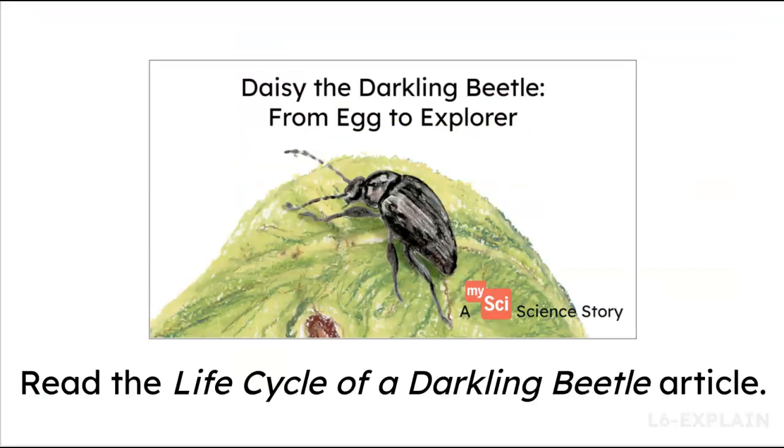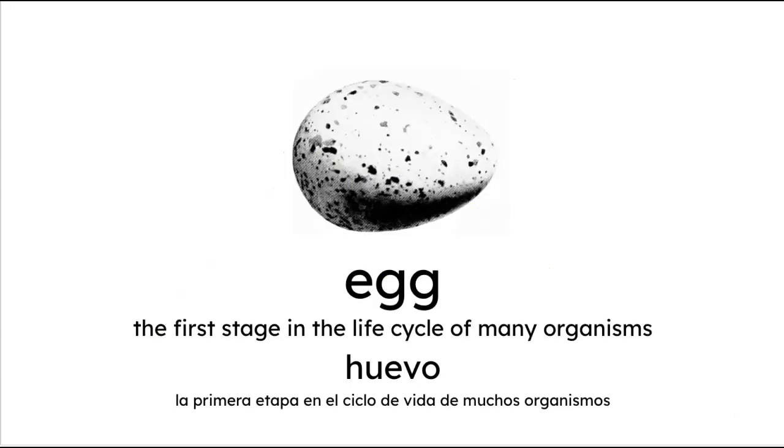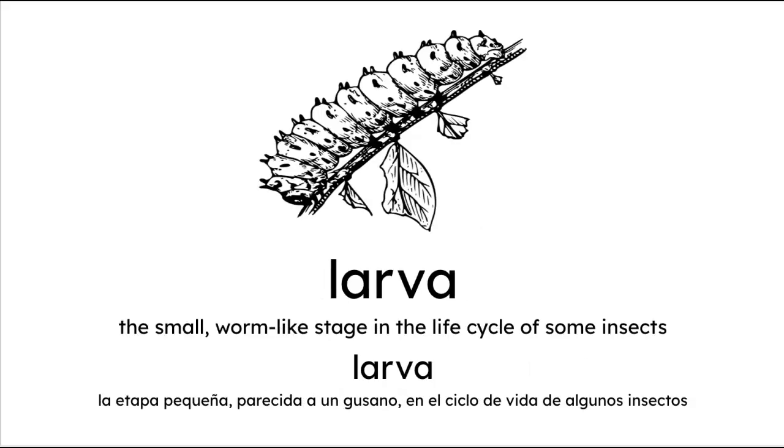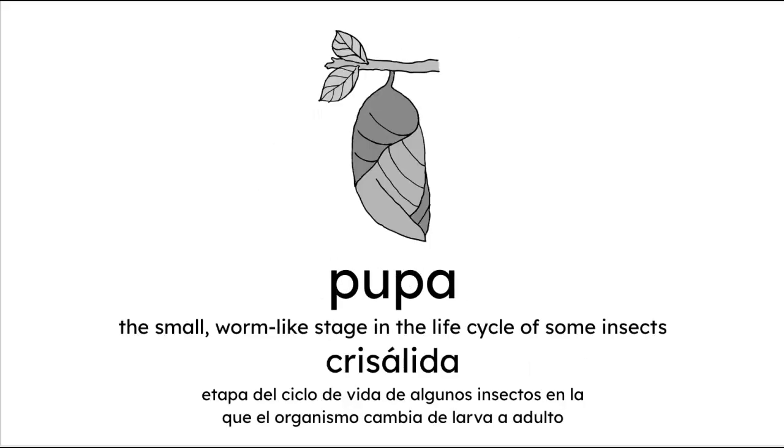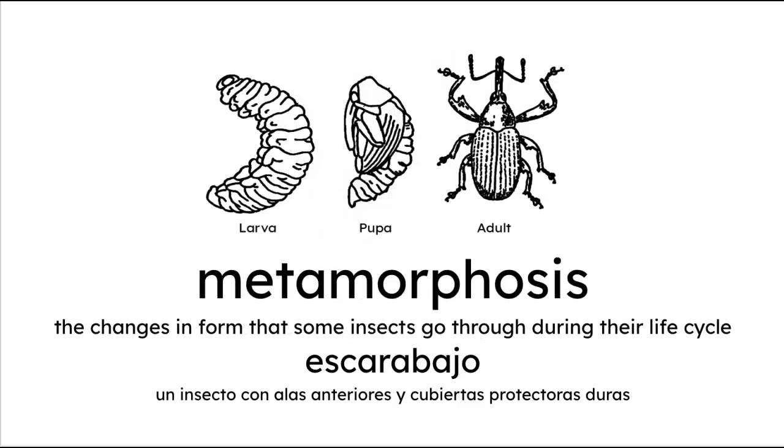During the discussion, you'll have students read The Life Cycle of a Darkling Beetle article. You'll also post the egg, mealworm, larva, pupa, beetle, and metamorphosis vocabulary cards.